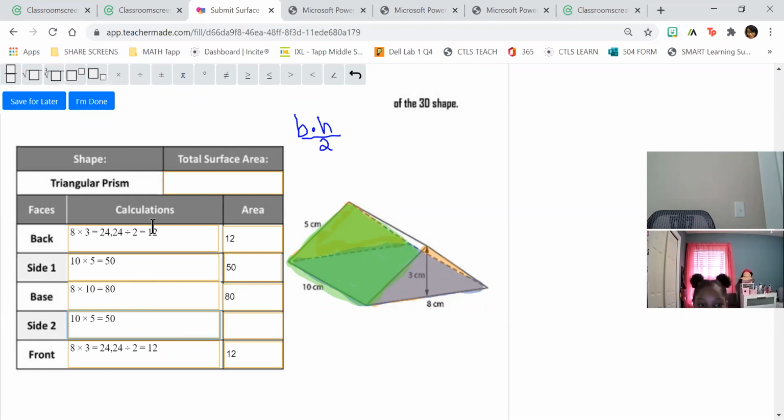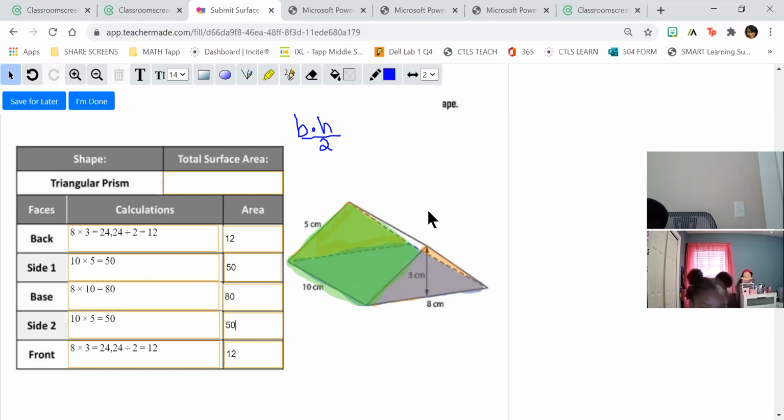And remember, guys, if you are online, you are selecting your multiplication and division symbols from up here on the toolbar. You're not typing in a letter X, you're clicking the multiplication symbol up here.